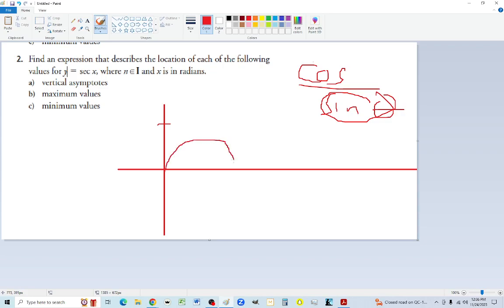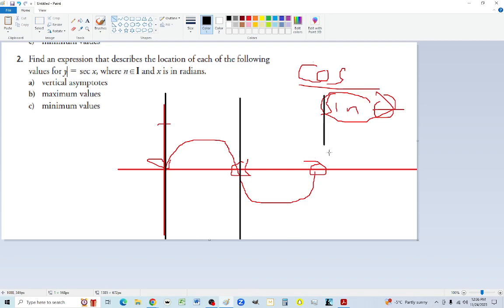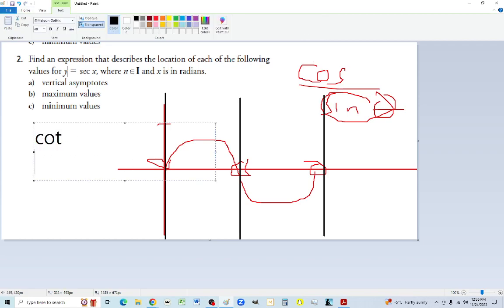Draw a sine curve. Here are the 3 spots where sine is 0. Therefore, those will be the vertical asymptotes for cotangent. So it's going to occur at x equals 0, x equals pi, and x equals 2 pi, repeating forever every pi. So for cotangent, the vertical asymptotes are 0 plus any value times pi, plus or minus forever.